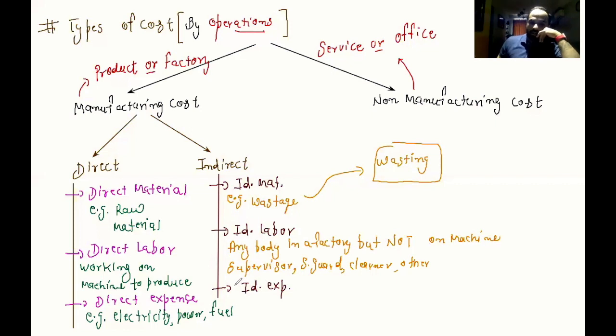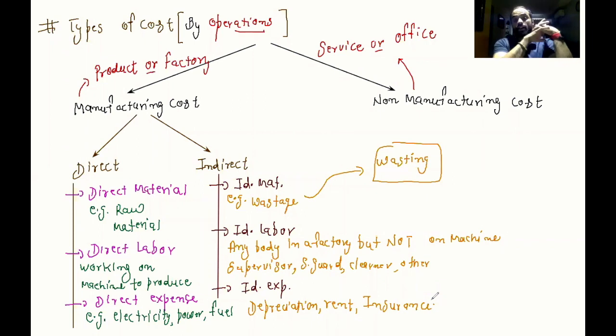Now, indirect expense, any other indirect expense which is not indirect material, which is not indirect labor, it's called indirect expense. Best example is depreciation. Depreciation, rent, insurance, these are indirect expense. All right.